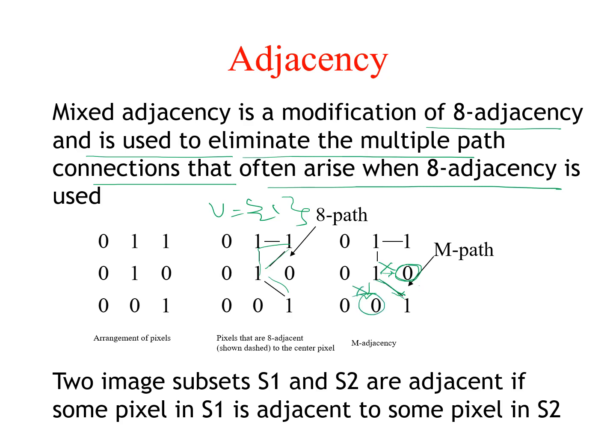Two image subsets S1 and S2 are adjacent if some pixel in S1 is adjacent to some pixel in S2. This is very natural, right? Very easy.